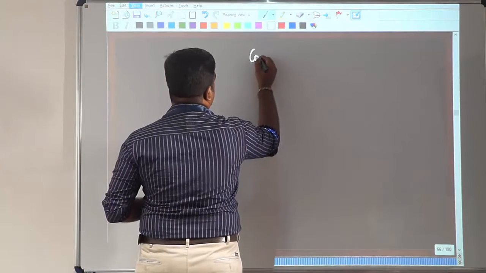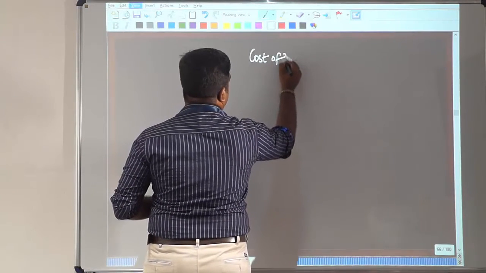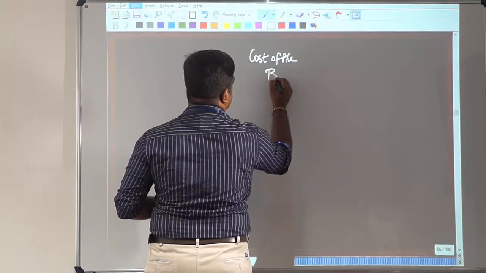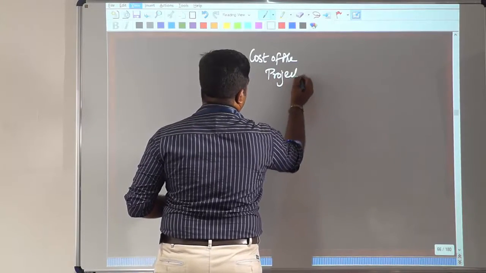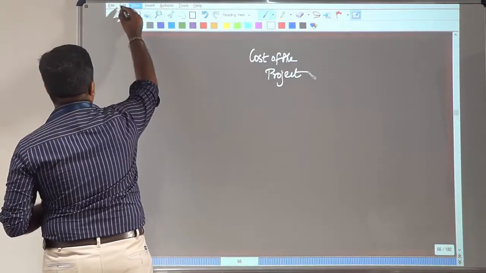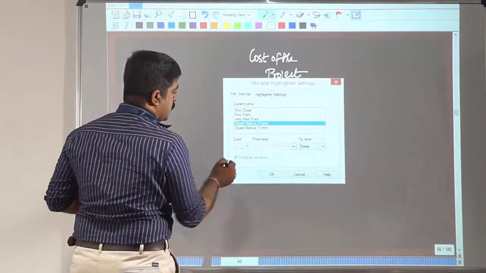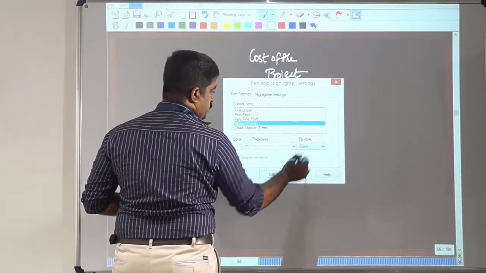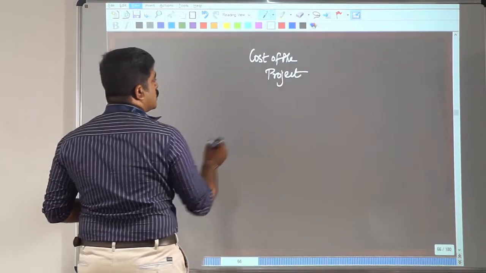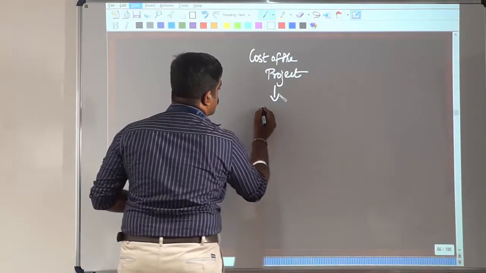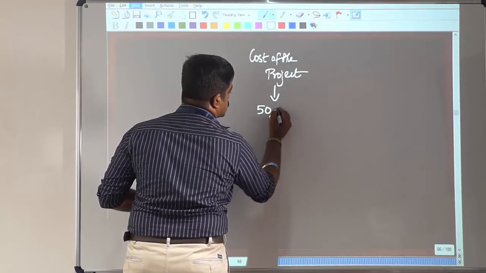What is the cost of the project? Cost of the project. Let me make a small change in my pen settings. Excuse me. Yeah. So I'll select the pointed one. Okay, fine. So what is my cost of the project? My cost of project works out to 50 lakhs.